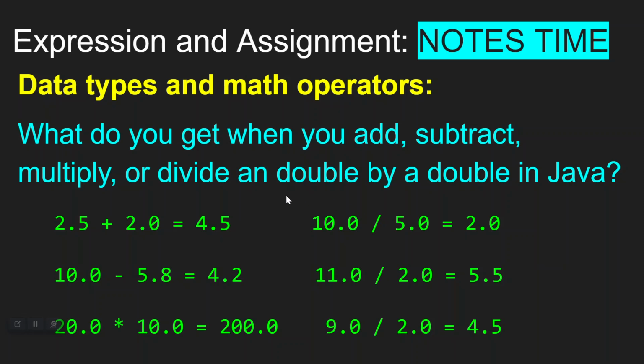Unsurprisingly, a double. Do any math with another double, you're going to get a double as the answer. So 2.5 plus 2.0 is going to be 4.5. A double minus a double will give you a double. A double multiplied by a double is going to give you a double. And then again, a double divided by a double will give you a double. So that's good to know as well.